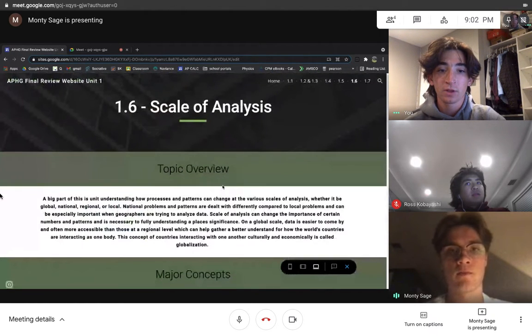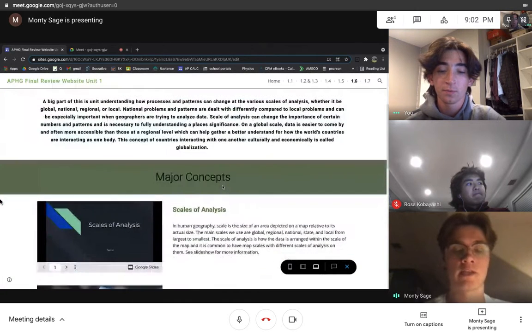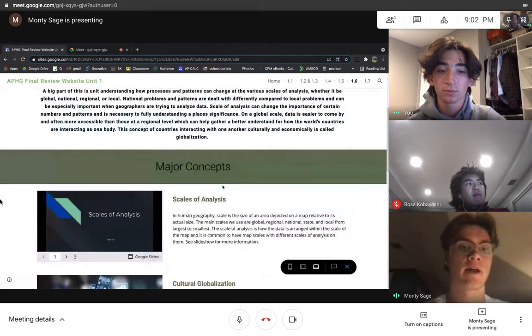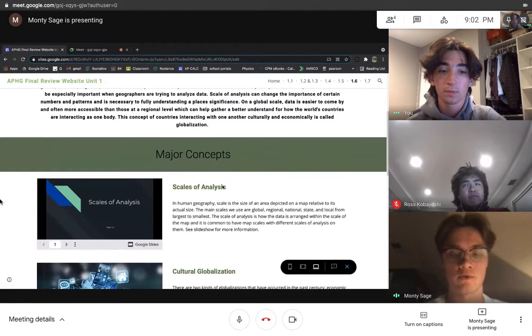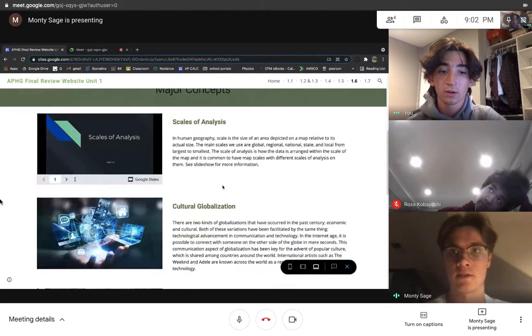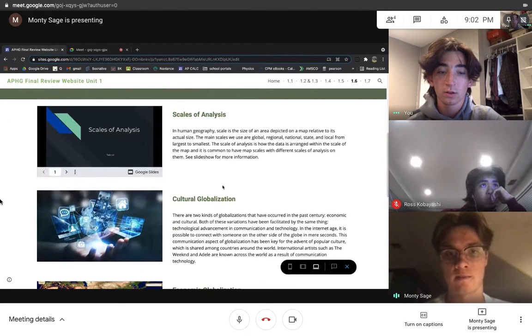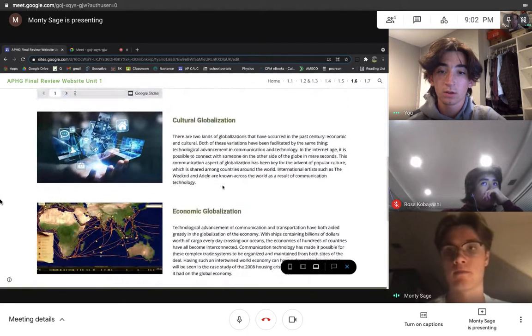All right, so Unit 1.6 is going to be scales of analysis. And the real key takeaway here is that scale of analysis is different from just the plain scale of a map. So once you go through this page, you'll get a more in-depth look at that. And it also goes off of some of the concepts in 1.4, such as space-time compression, by talking about an introduction to globalization.